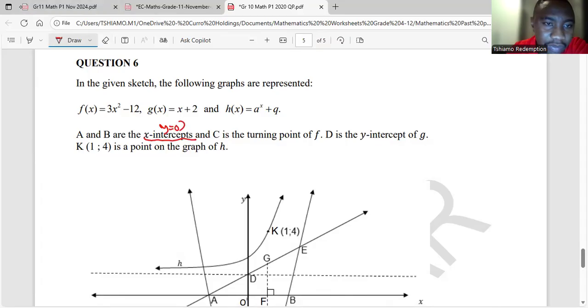X-intercepts, what happens? The value of y is 0. C is the turning point of the parabola, and then D is the y-intercept, underline that, meaning x is 0 there. K is 1 and 4 is a point on the graph of h, which is the exponential.